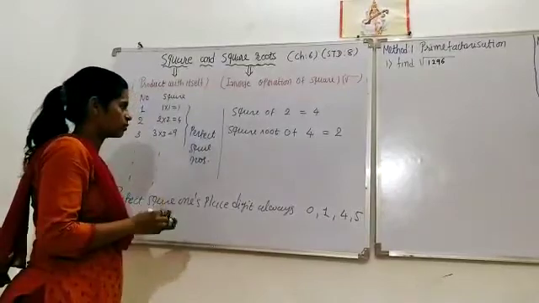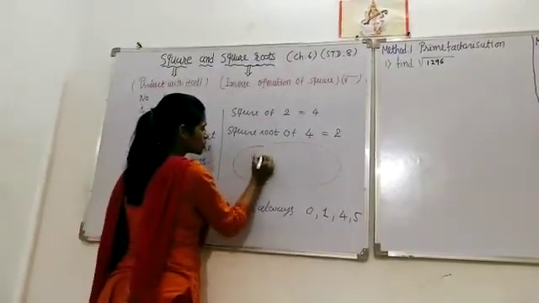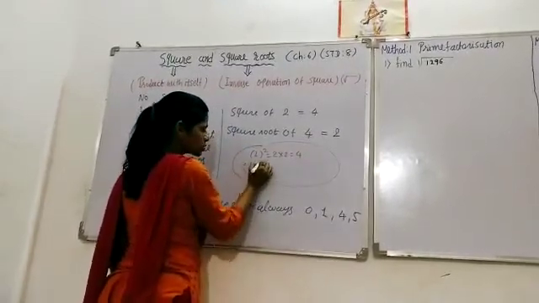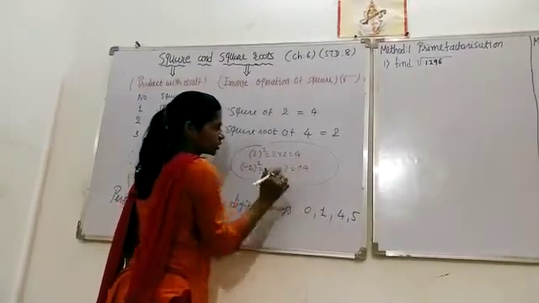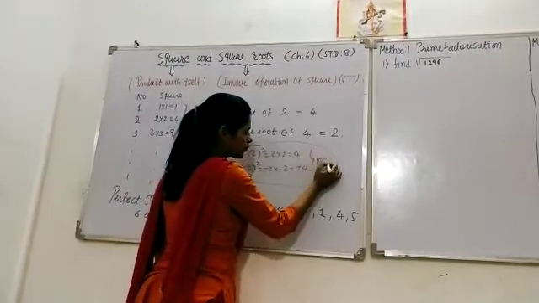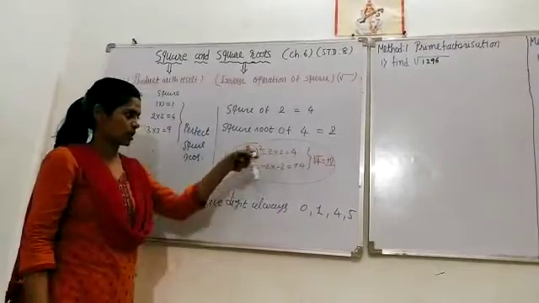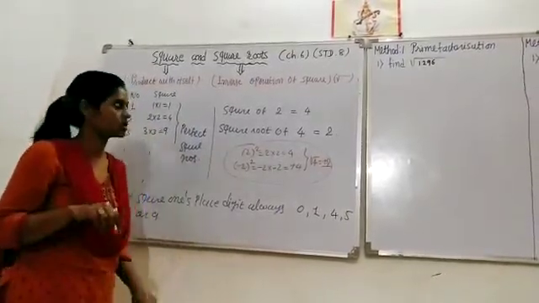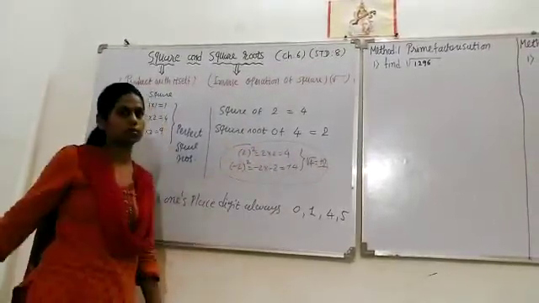But one thing to remember here: 2 square is 2 into 2, that means 4. Minus 2 square is minus 2 into minus 2, that means plus 4. That's why you can say square root of 4 is either plus or minus 2. So square root of any number you can write as plus or minus, because plus square is also positive and minus square is also positive.